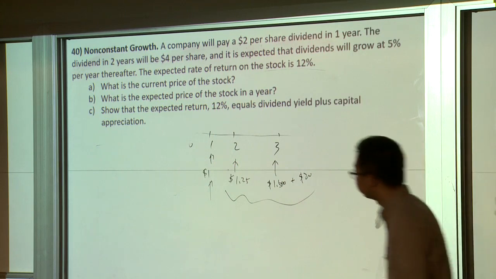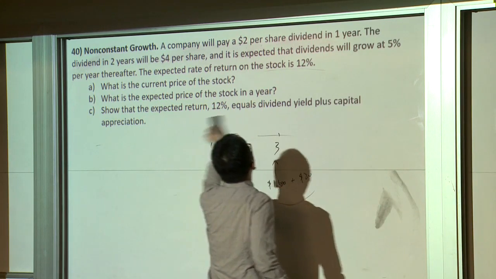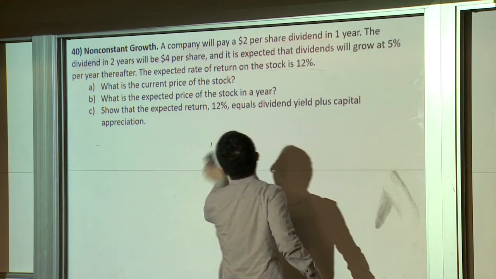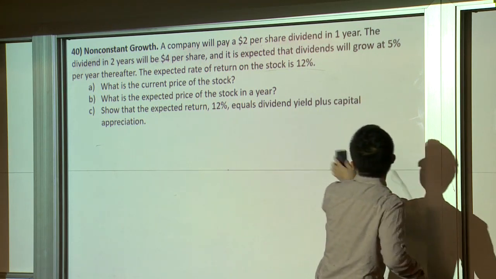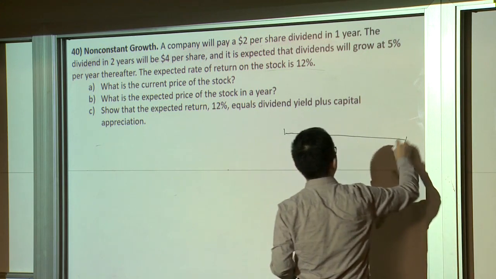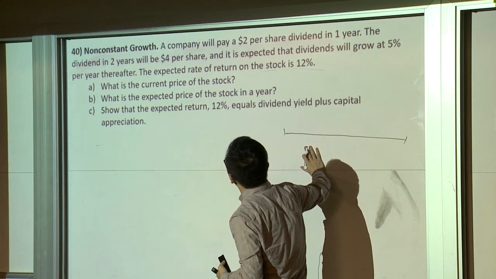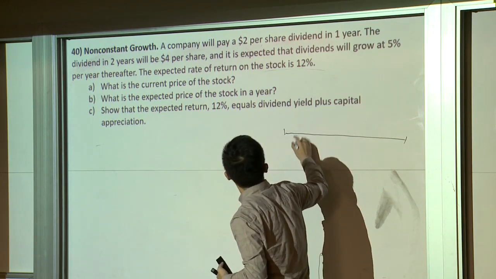All right. Number 40. A company will pay a $2 per share dividend in year 1, and the dividend in year 2 will be $4 per share, and they expect to grow at 5% per year thereafter. Okay. And the expected rate of return of the stock is 12%. What is the current price of the stock?